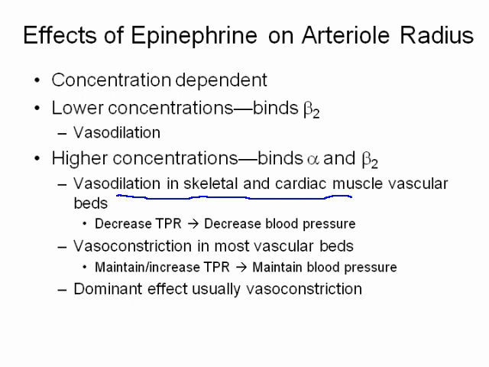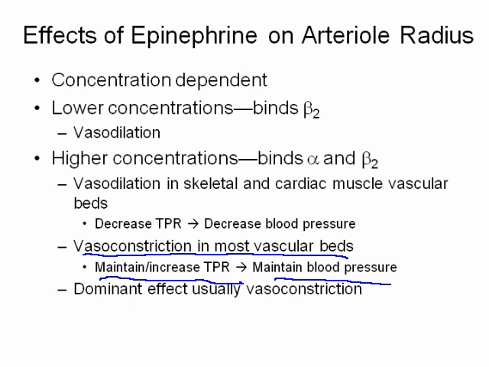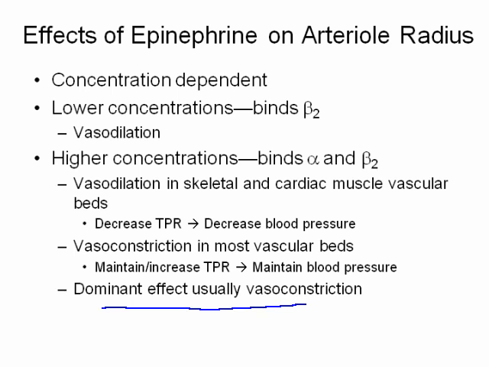So this is going to cause vasodilation in skeletal and cardiac muscle vascular beds, that is, in the coronary vascular beds. Decreasing peripheral resistance in those areas, as well as helping to decrease overall total peripheral resistance. Causing vasoconstriction in most other vascular beds, which is going to maintain the overall total peripheral resistance, maintaining blood pressure, helping to push more of the blood toward the skeletal muscle. The dominant effect is usually vasoconstriction.